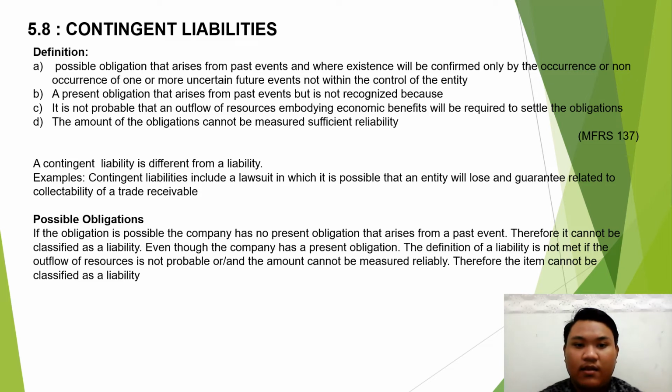A contingent liability is different from a liability. For example, contingent liabilities include a lawsuit in which it is possible that an entity will lose, and guarantees related to collectibility of a trade receivable. Possible obligation: if the obligation is possible, the company has no present obligation that arises from a past event. Therefore, it cannot be classified as a liability. The definition of a liability is not met if the outflow of resources is not probable or the amount cannot be measured reliably. Therefore, the item cannot be classified as a liability.